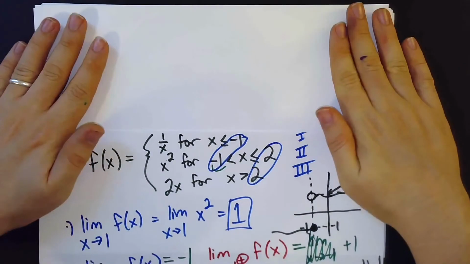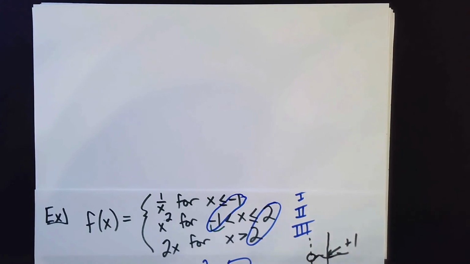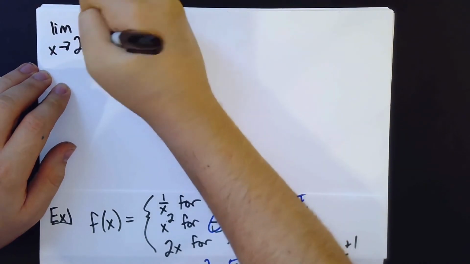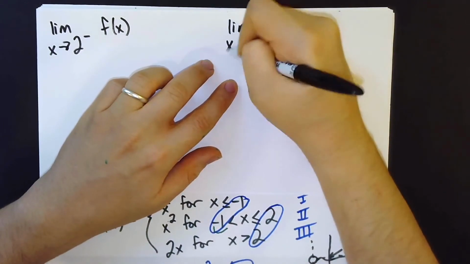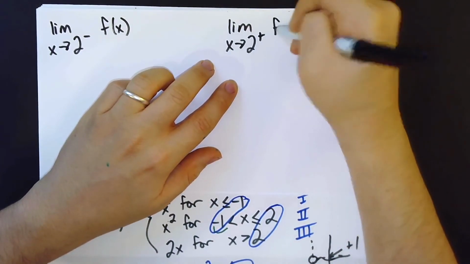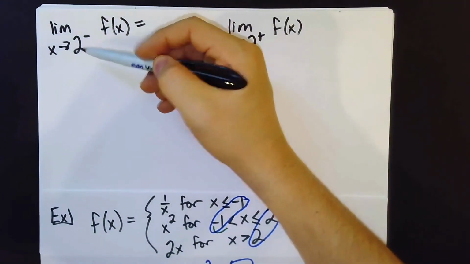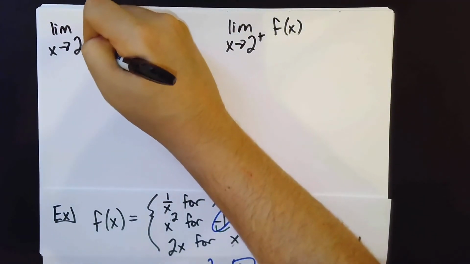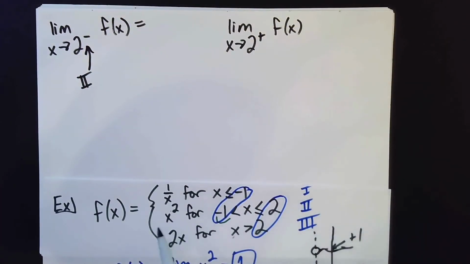What happens at the other boundary for this function? So that is, what happens at 2? So if I take this limit as x goes to 2 from the left of f of x, and the limit as x goes to 2 from the right of f of x, let's see what these are. So 2 from the left, that's going to put me in line 2. This is going to 2 squared, which is 4.